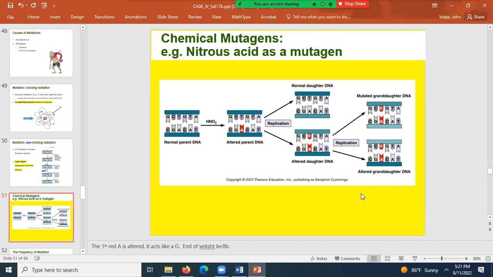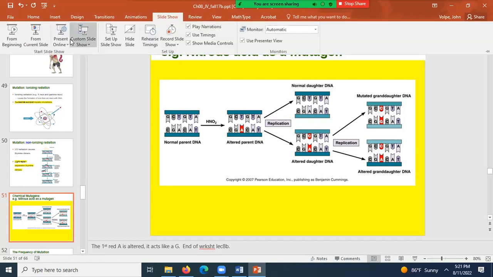All right, this other type of mutagen is a chemical mutagen. We're only going to talk about one example. Nitrous acid is a mutagen. And when this chemical gets on DNA, let me blow this up.